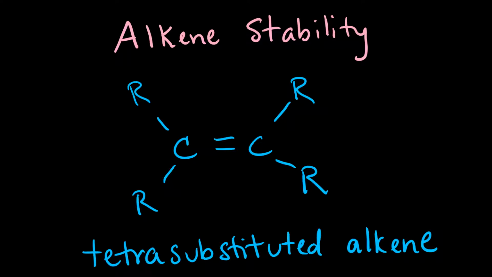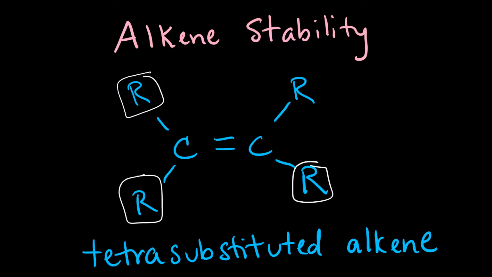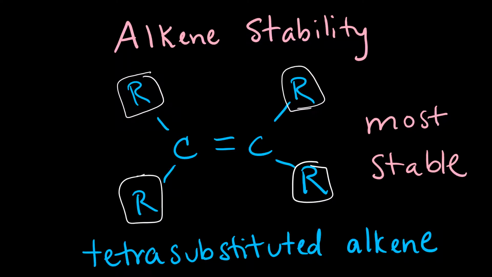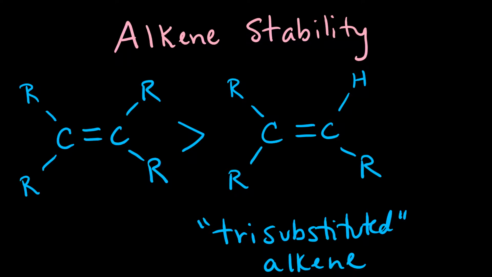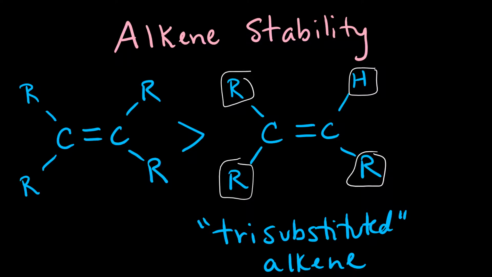Here is an alkene that has 4 such R groups on it, and we call this the tetra-substituted alkene, and this is going to be the most stable type of alkene that you can form. Next in line is when you have 3 R groups and only 1 proton, and this is a tri-substituted alkene. It's next in line in terms of stability.